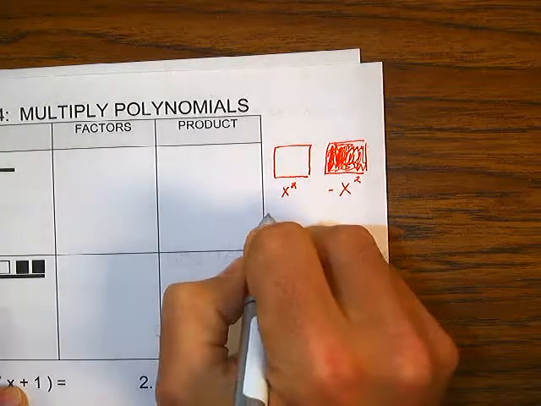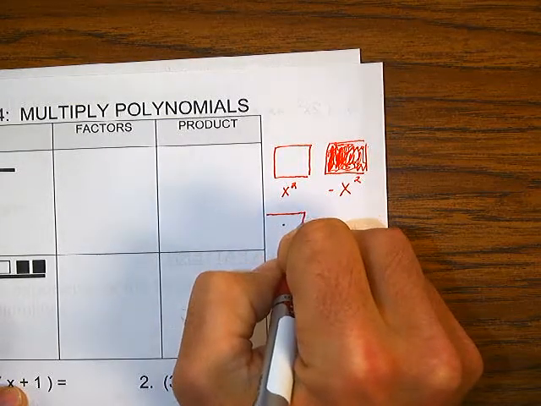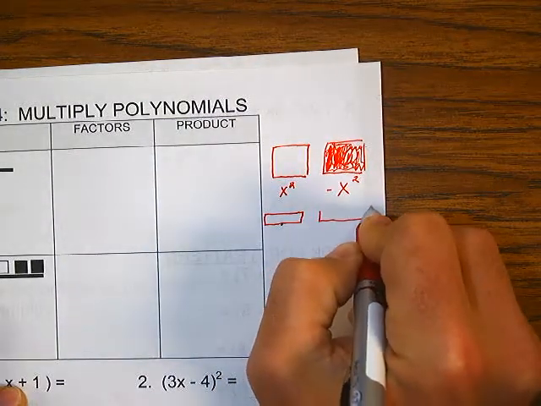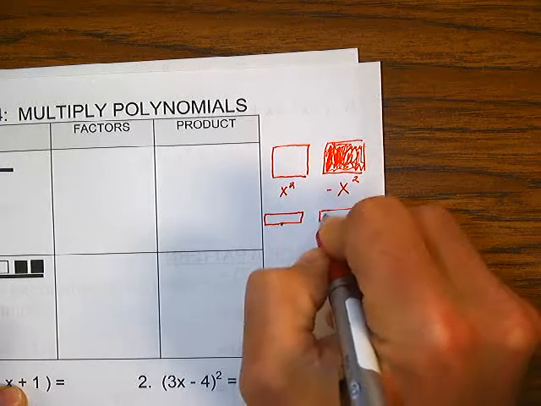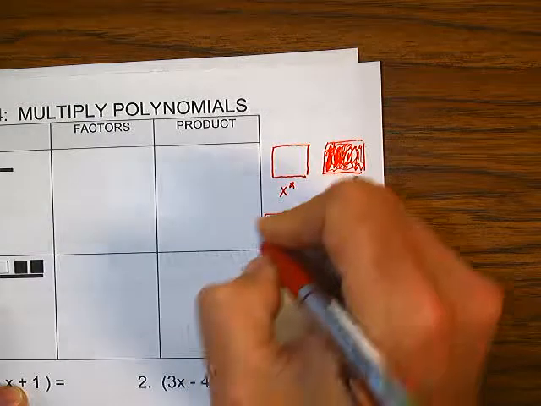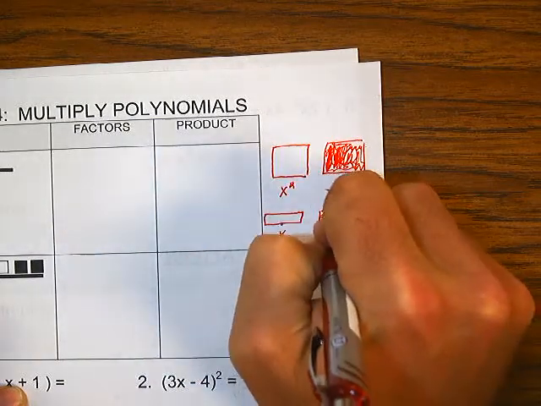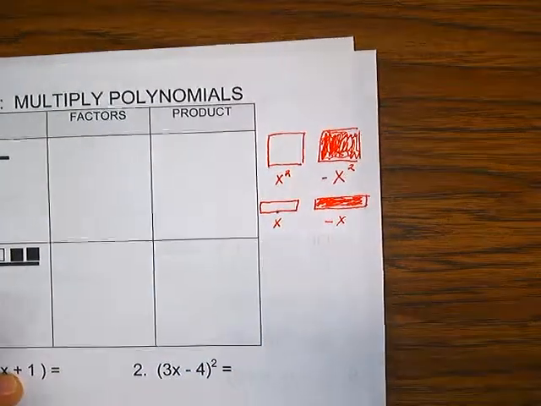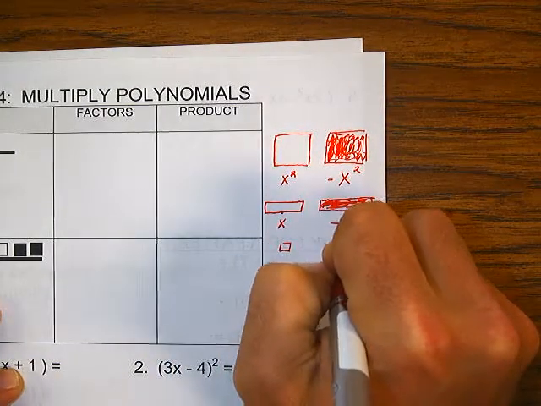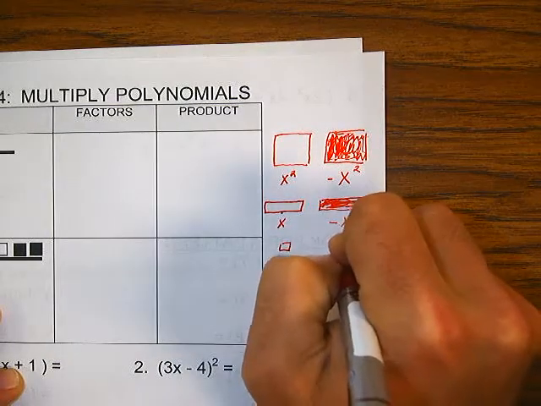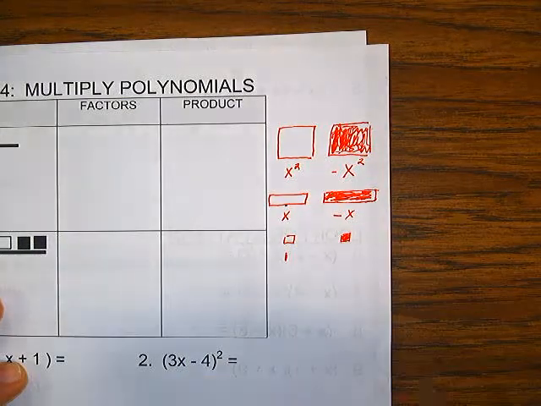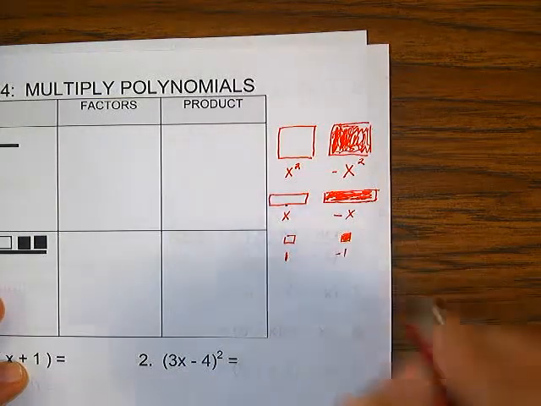The long rectangles. Once again, there's a positive and a negative one. The one that's filled in is negative. These represent x and negative x. Then the small squares represent a positive one and a negative one.